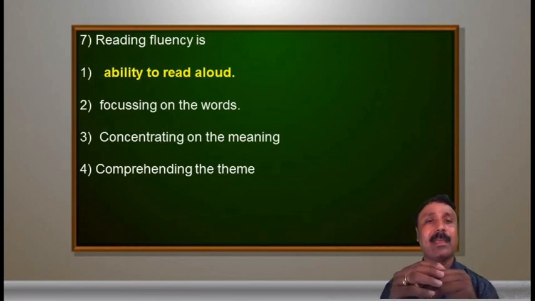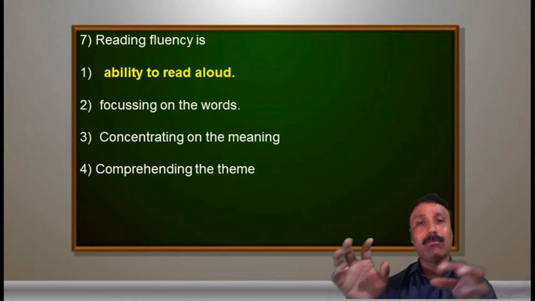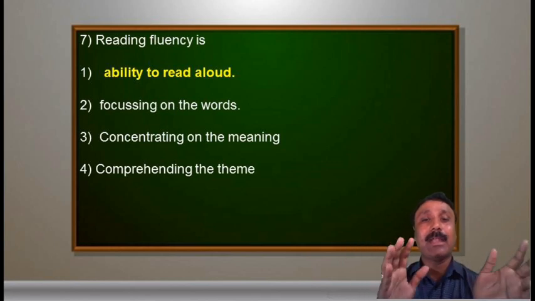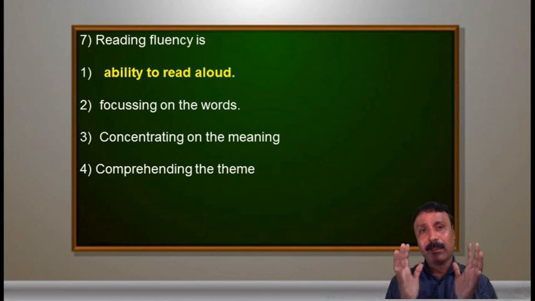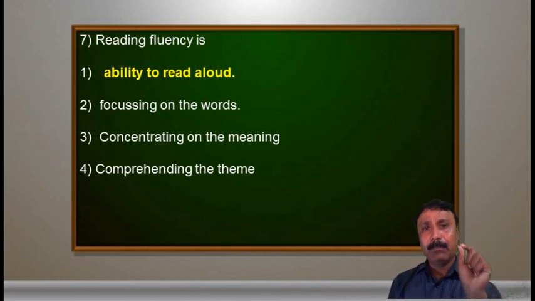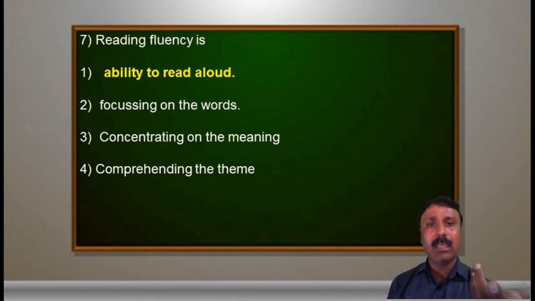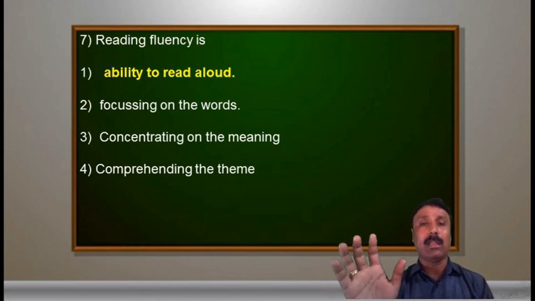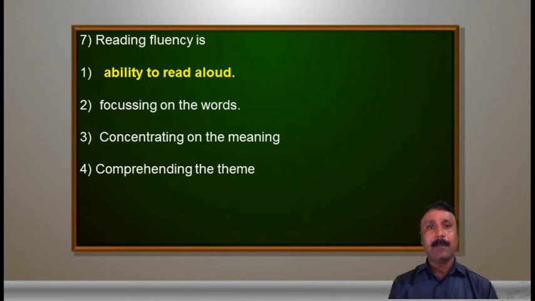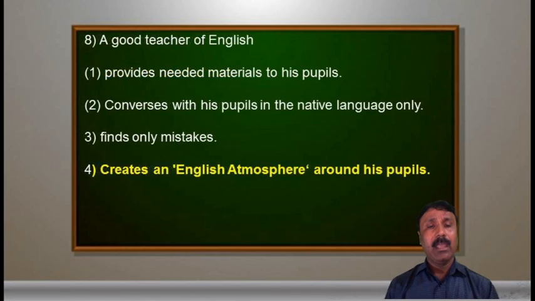Then look at question number 7. Reading fluency is the ability to read aloud, focusing on the words, concentrating on the meaning, comprehending the theme. Reading fluency means reading any given text with speed, accuracy, proper intonation, pause, all these things. Among the options, the ability to read aloud is the correct one, because focusing on the words is not suitable, concentrating on the meaning is highly impossible, and comprehending the theme not at all. Reading aloud includes the speed, pause, intonation, accuracy, each and everything. So option 1 is the right answer. And look at question number 8.